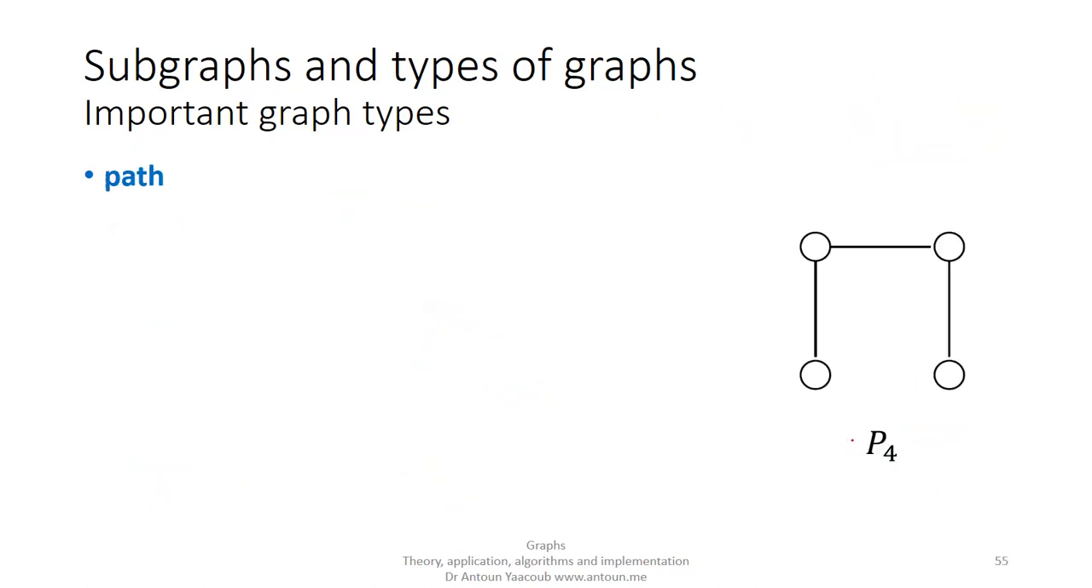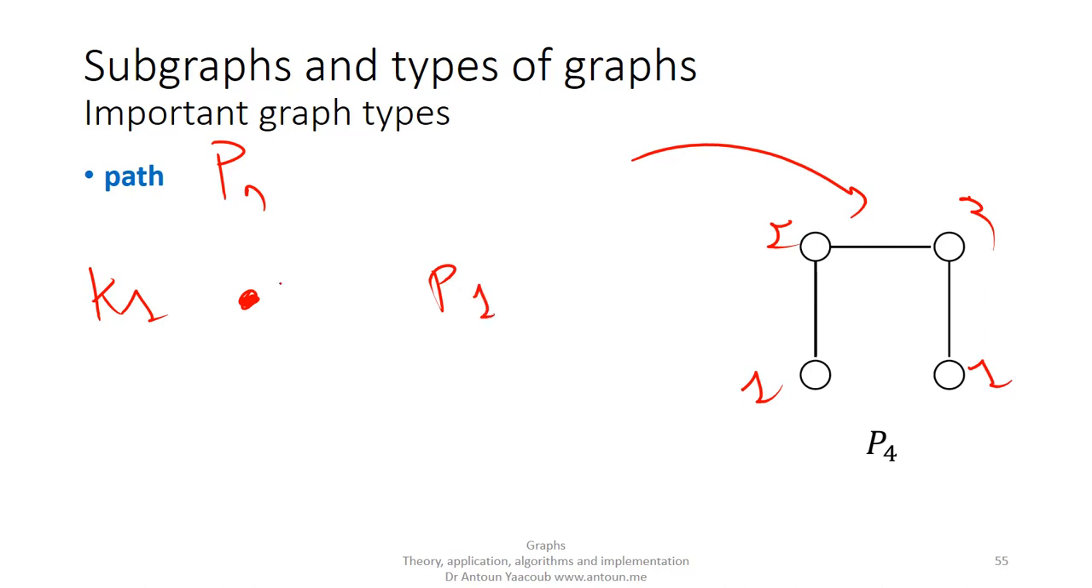We also have a type of graph called a path. A path connects n vertices, and we usually call it Pn. This is P4, because we have 4 vertices. The degrees of P4 are 1, 2, 2, 1. Let's see, for example, K1. K1 is just a vertex, and P1 also is just a vertex. So K1 is equal to P1.